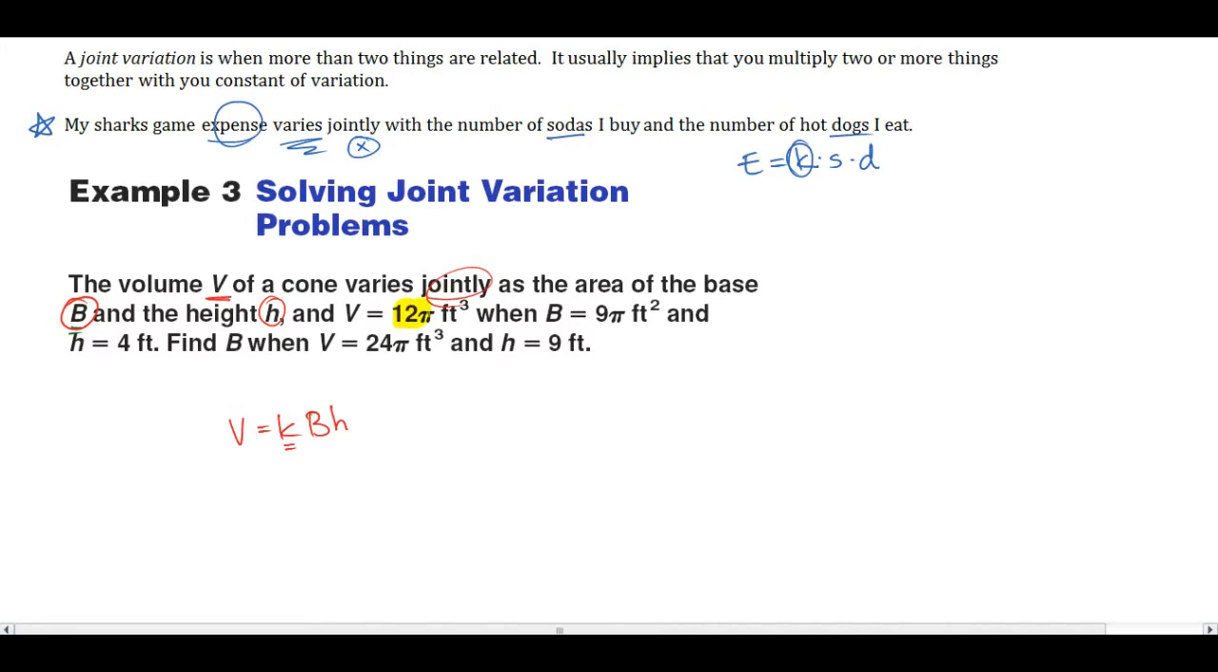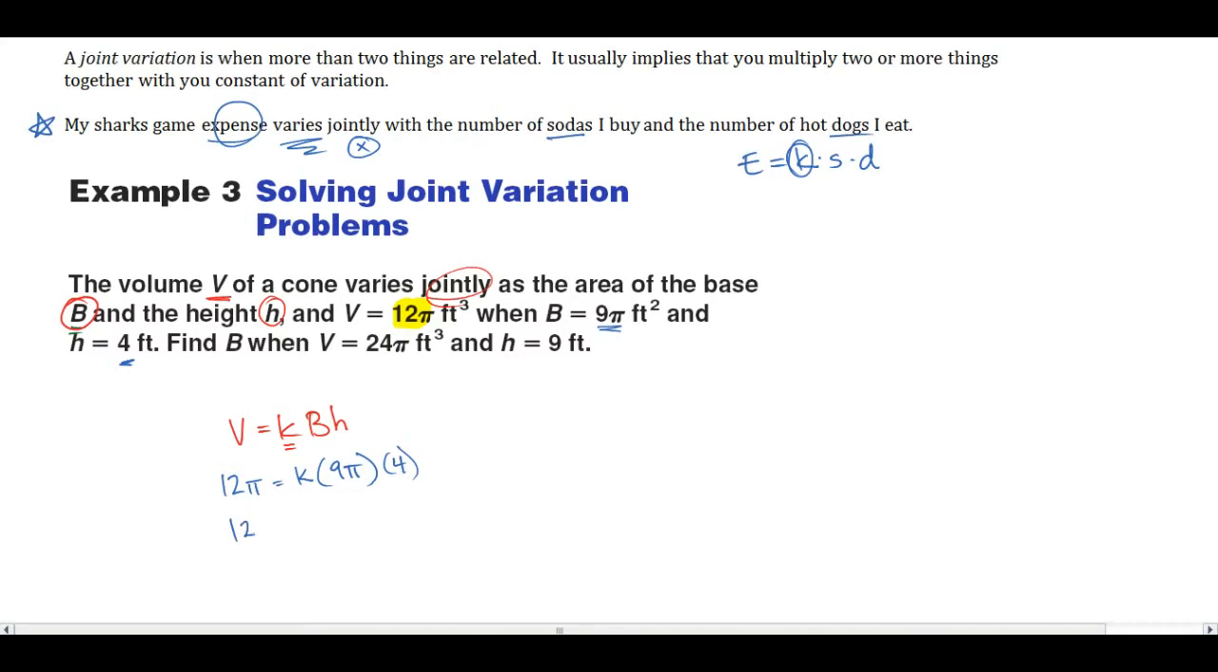We know that V is 12 pi, and it's in cubic feet. So I'm going to go ahead and put that 12 pi in for volume. I have my constant, which is what I'm trying to figure out. The base looks like it is 9 pi, and the height looks like it is 4 feet. And so now you just go ahead and you solve this for K.